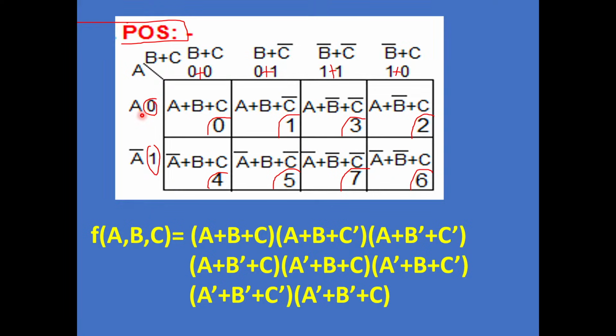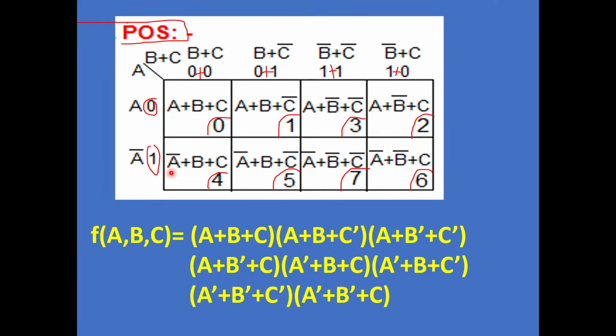Look at the left, it is A. So A plus, look at the top, B plus C bar. Next, go to the third box. Left side A. A plus B bar C bar. Next, fourth box. Left side A, top, B bar plus C.